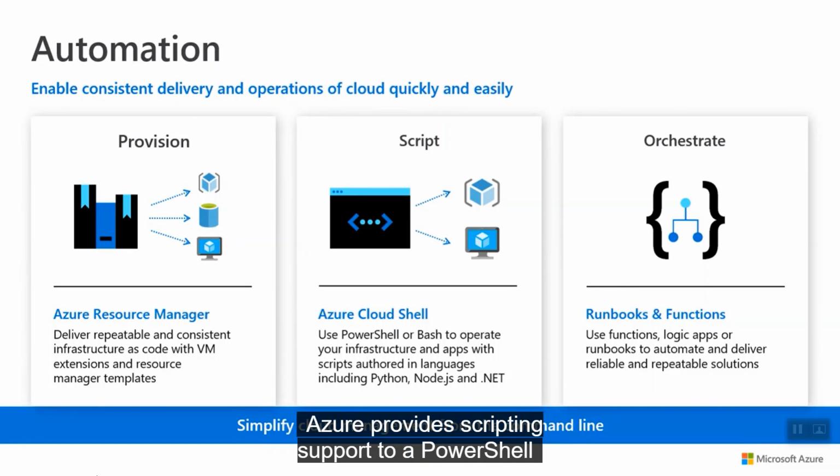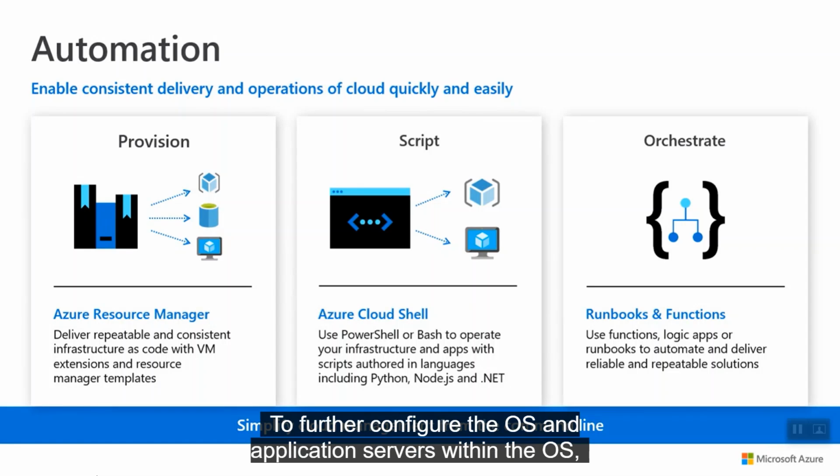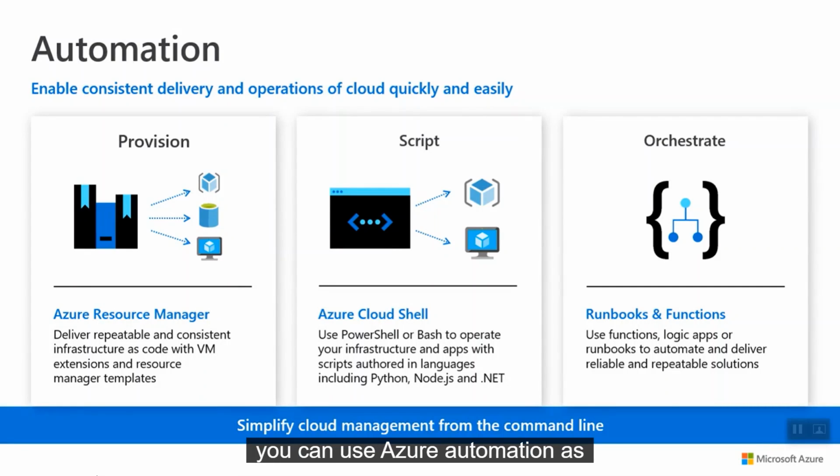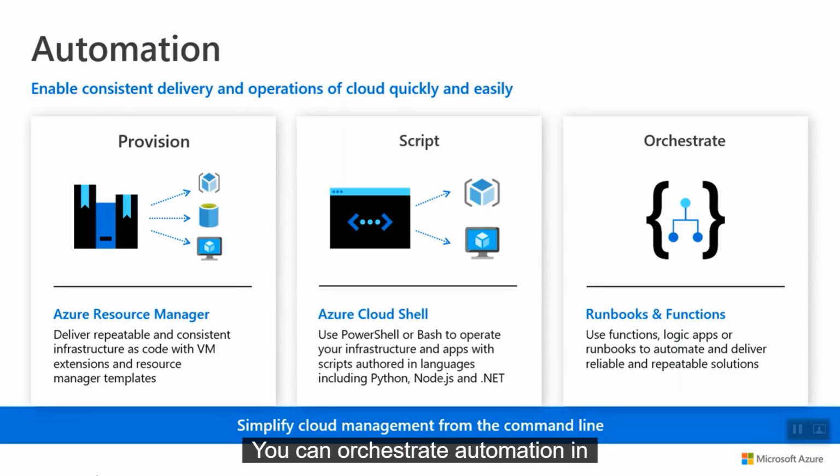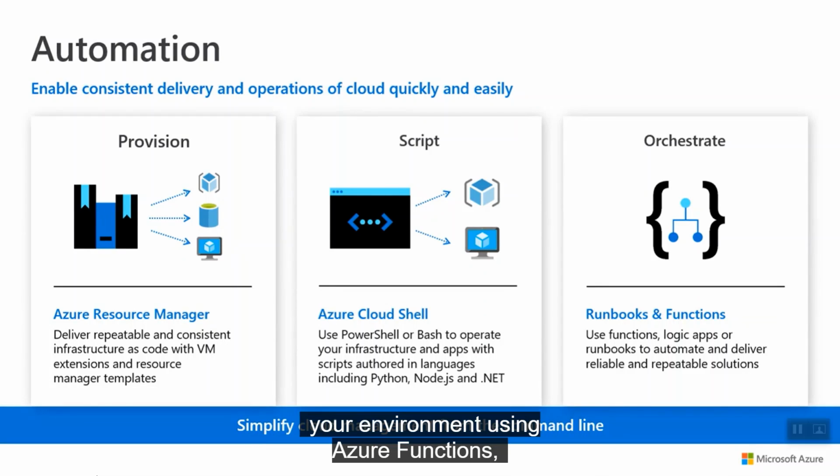Azure provides scripting support for both PowerShell and Bash with a cross-platform command line interface. You can use these scripting tools on your local workstation or right in the Azure portal with the Azure Cloud Shell. To further configure the OS and application servers within the OS, you can use Azure Automation as a PowerShell desired state configuration pull server and to centrally manage and deploy PowerShell DSC configurations. And you can orchestrate automation in your environment using Azure Functions, Logic Apps, and Azure Automation Runbooks.